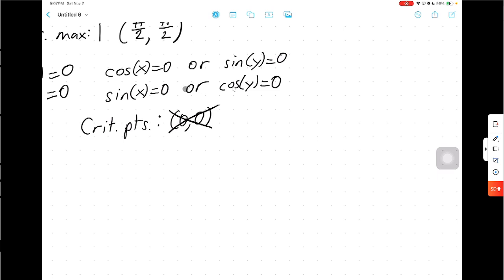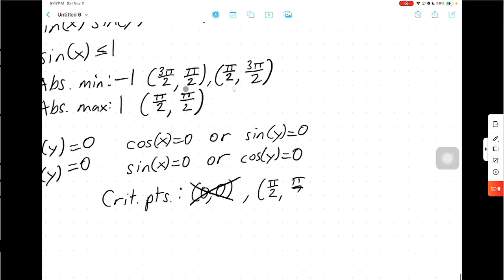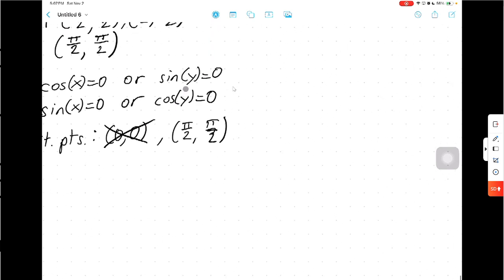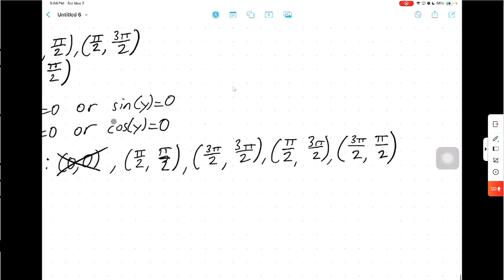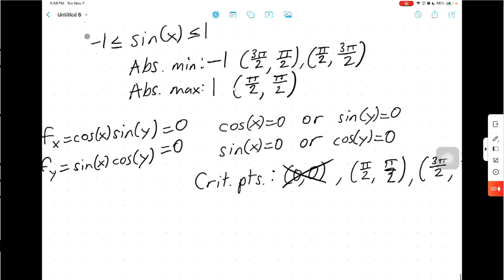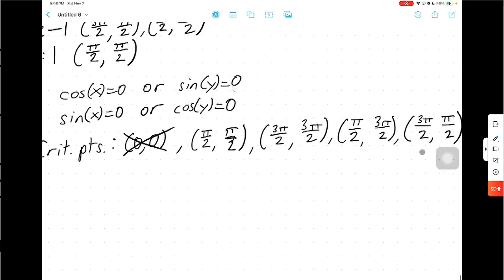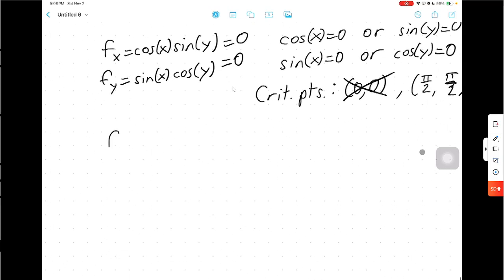The other one is the cosines, which will have pi over 2, pi over 2. Does that look familiar? Actually, we have 3 or 4: 3 pi over 2 and 3 pi over 2, pi over 2 and 3 pi over 2, and 3 pi over 2 and pi over 2. We already knew from our observations on sine that these were our absolute mins and maxes here, so those are our extreme values. So we have 3 pi over 2 and 3 pi over 2 to test.